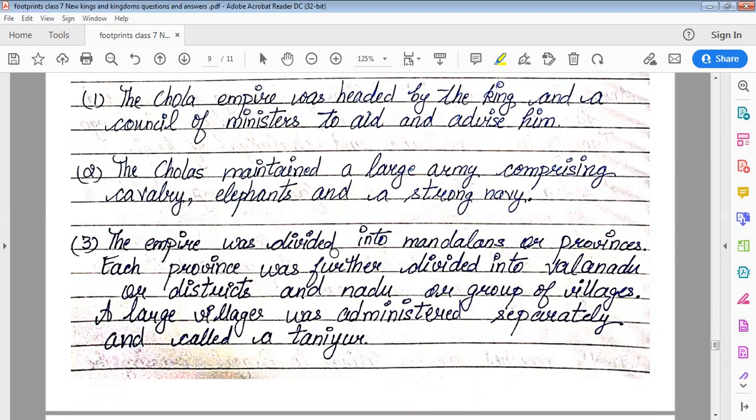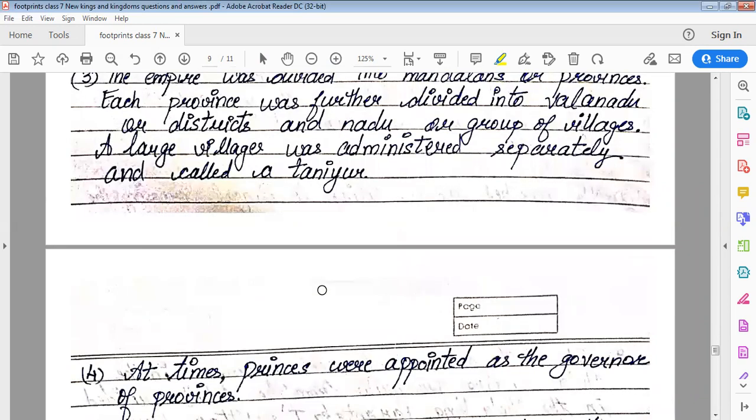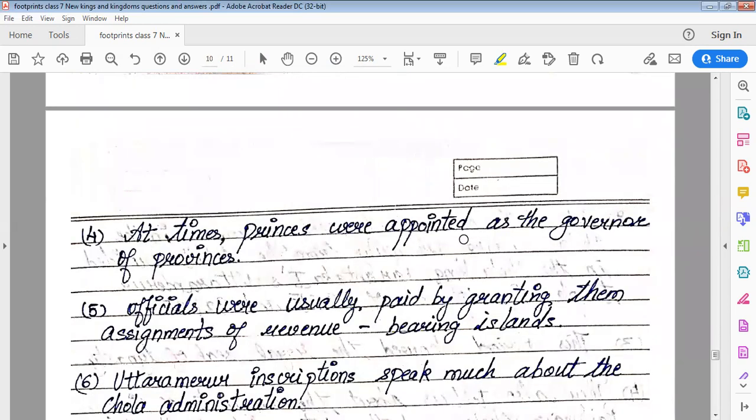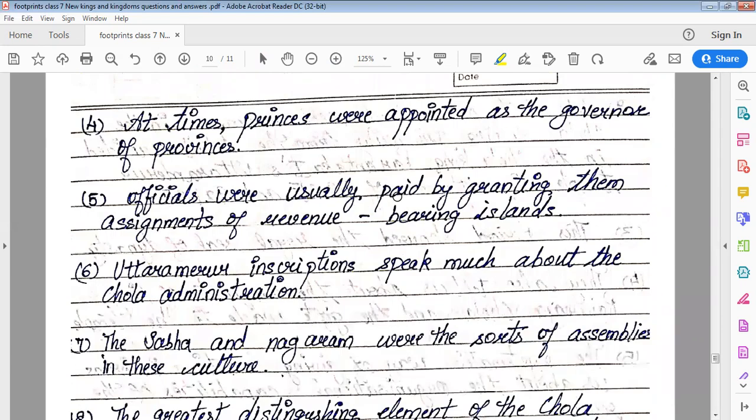The empire was divided into mandalas or provinces. Each province was further divided into Valanadu or districts, and Nadu or a group of villages. A large village was administered separately and called a tenure. At times, princes were appointed as the governors of provinces. Officials were usually paid by granting them assignments of revenue-bearing lands. The Uttaramerur inscription speaks much about the Cholas' administration.